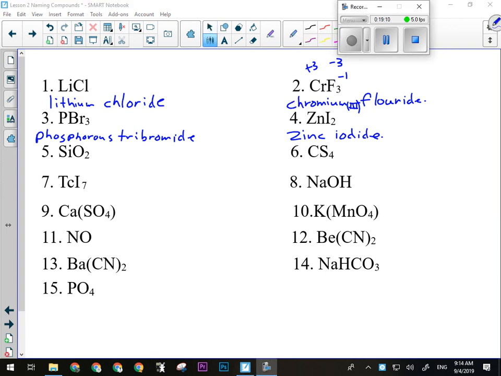For number 5 here, I've got silicon with oxygen. So molecular or ionic? Molecular. So I don't need a prefix on silicon. There's only 1 of it. And this will be dioxide. Number 6, carbon and sulfur, ionic or molecular? Molecular. So carbon tetrasulfide.